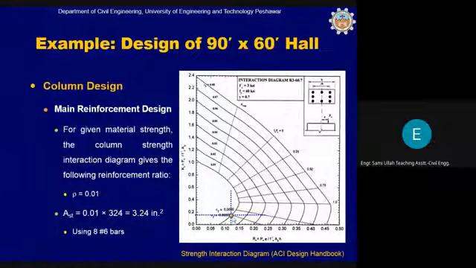The gross area of the column in this case is 324 square inch. 1% means 0.01, so the reinforcement required is 3.24 square inch. 3.24 divided by 0.44 will give you 7 point something bars. As you know, we cannot provide 7 bars in a square column. We must provide a number of bars which is a multiple of 4. So we round this to 8 bars. This will be 8 number 6 bars. It will be like this.